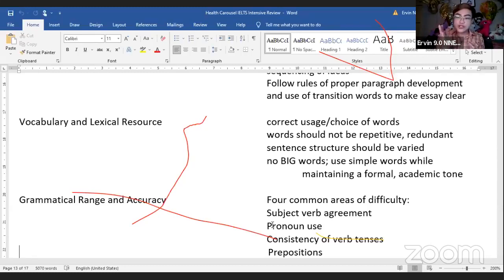IELTS examiners want you to avoid short, choppy sentences. Class, no matter how perfect your sentences are, you do not expect a 7 in grammar if this is how you write. Listen, I am happy. My mother is happy. My father is happy. I love my happy family. Wow, I'm happy for you. It can't get any happier than that. What did you notice?